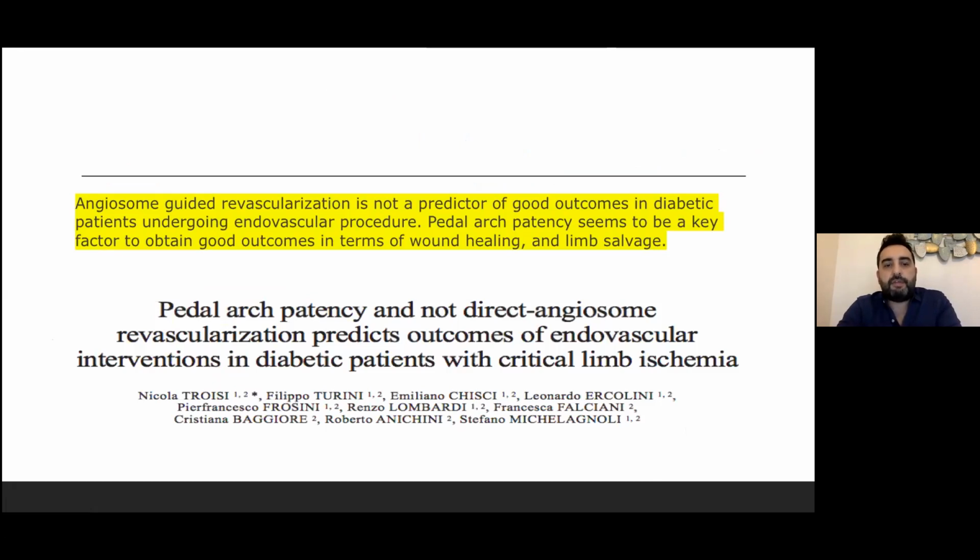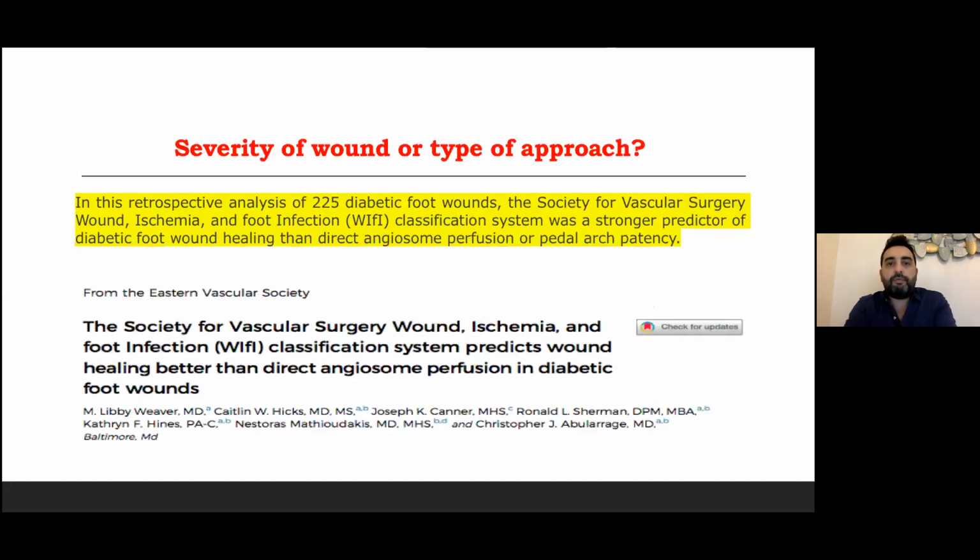In this study of Troise et al., pedal arch patency and not direct angiosome revascularization predicts outcomes of endovascular intervention in diabetic patients with critical limb ischemia. They say thus, angiosome-guided revascularization is not a predictor of good outcomes in diabetic patients undergoing endovascular procedures. Pedal arch patency seems to be a key factor to obtain good outcomes in terms of wound healing and limb salvage.